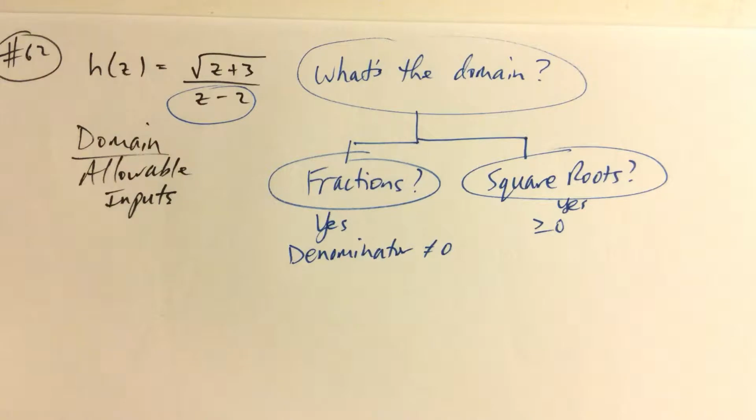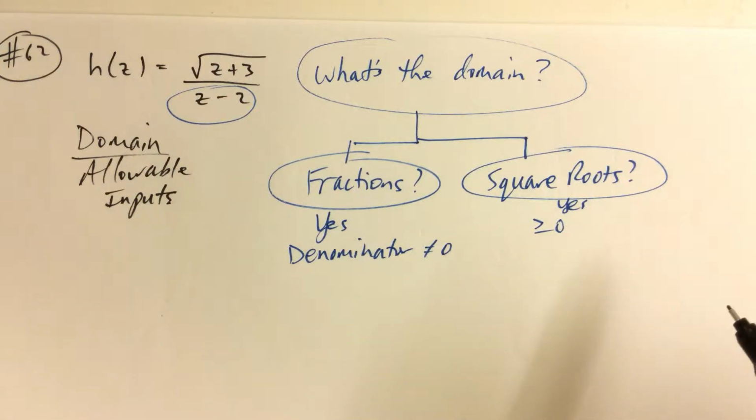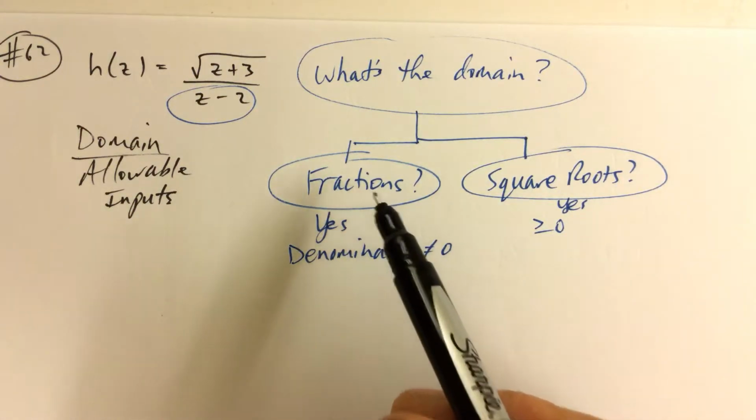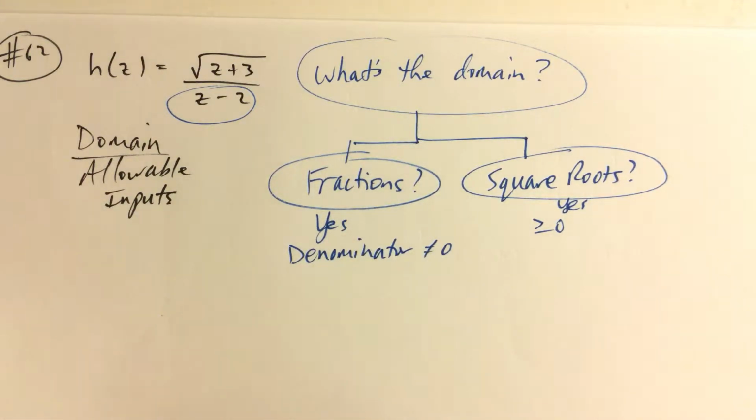So if we put any number in, sometimes we don't get anything out. Well, those are not the allowable inputs. So to boil it down to two things to focus on, focus first on, are there any fractions in the function rule?